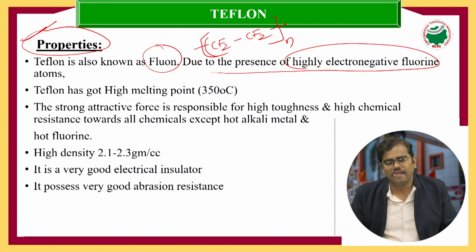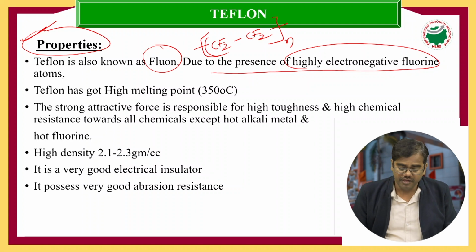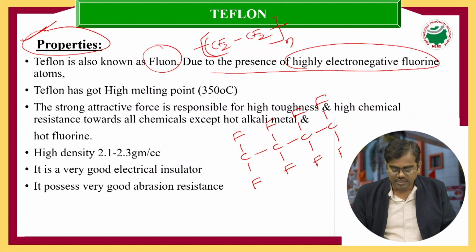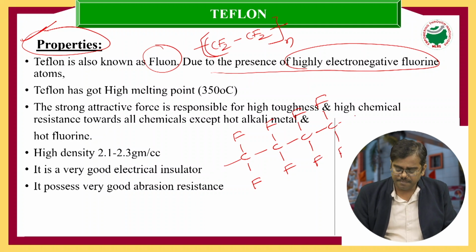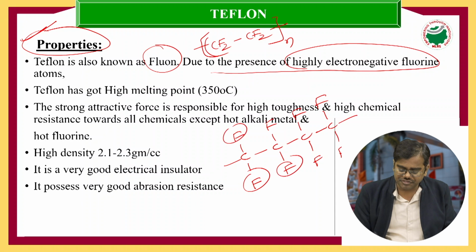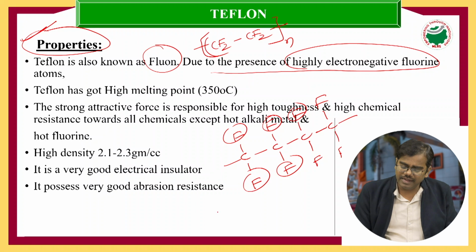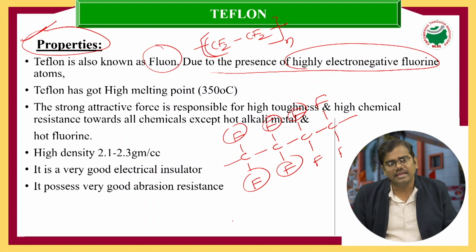This is the structure of Teflon. Usually when we see a complete structure of Teflon, it consists of fluorine atoms: fluorine, carbon, fluorine, carbon, fluorine, fluorine, carbon, fluorine, and fluorine. So what does this say? There are so many fluorine atoms in Teflon, which consists of so many highly electronegative atoms.